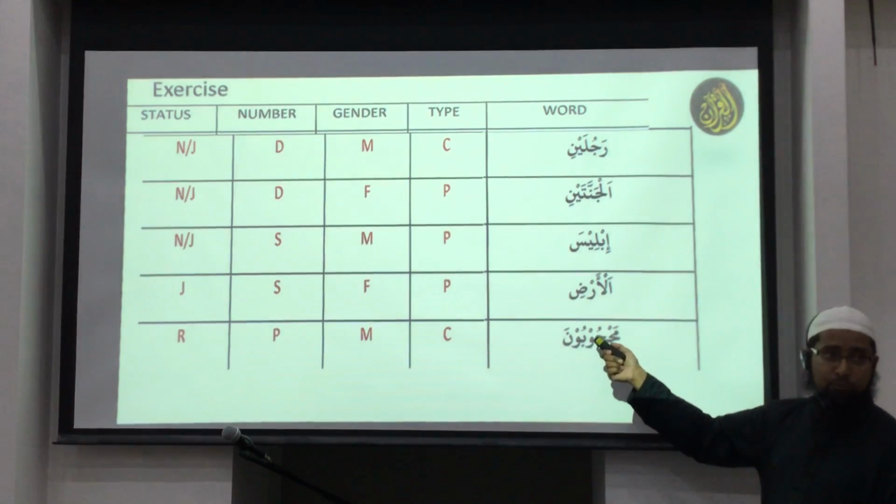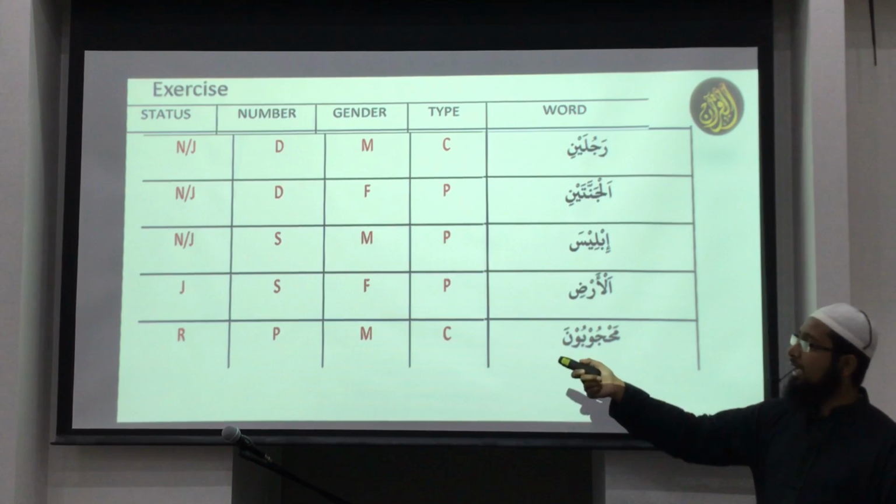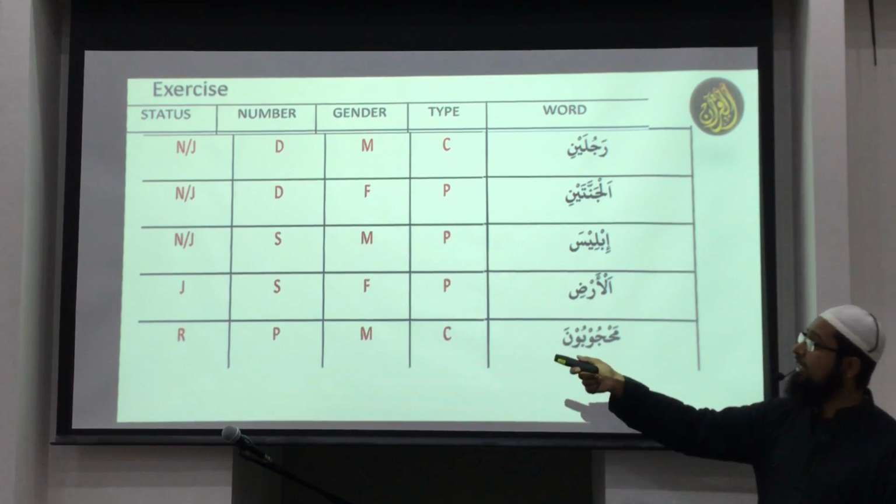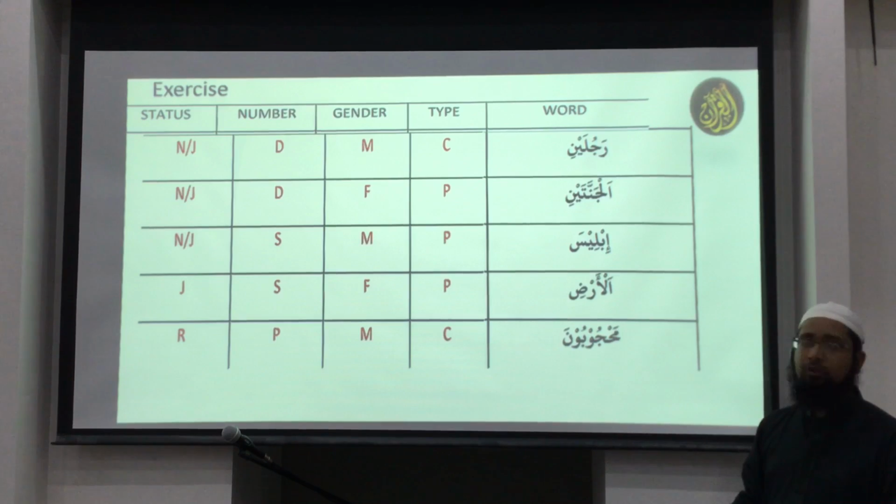And you know, Mahjubuna is a una, like Muslimuna. Okay, it's common, and it is rafa with una. It is a plural number, and it is considered masculine.